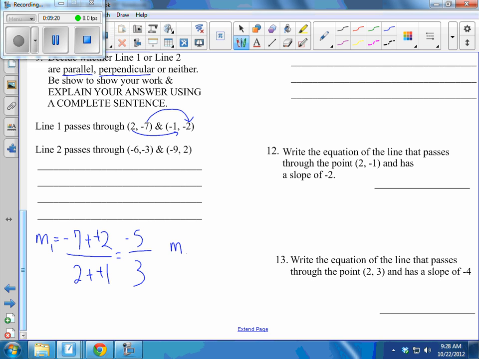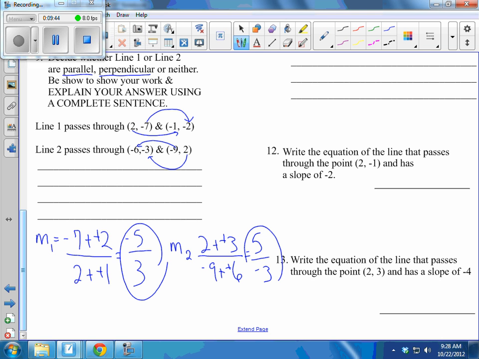And now I'm going to do the same, but I'm going to do this with line 2, so I'm going to call that m2. So on m2, I'm actually going to subtract the other direction now, 2 minus negative 3, and I'm going to subtract my x's the same way. So negative 9 minus negative 6. I'm going to add the opposite on both. My numerator becomes 5, and the denominator is negative 3. And when I look, even though this negative sign's in a different spot, it's still negative 5/3. So since the slopes are the same, my lines are parallel.